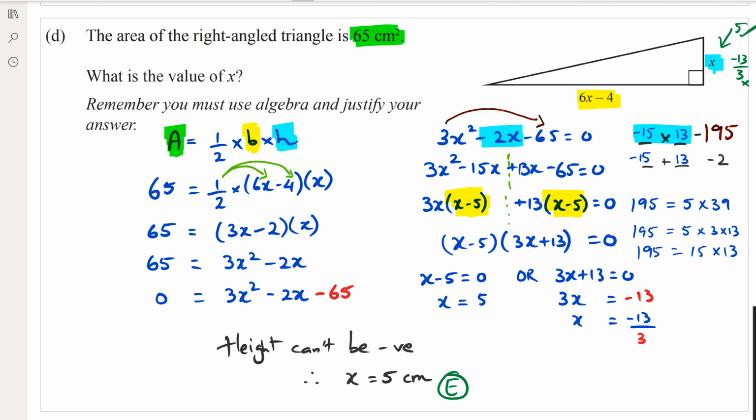So somewhere here, this is considered as an achieved: consistent factorization of the quadratic into 2 brackets. This could be another achieved, consistent solving. This could be another achieved. So you've got like 3 options to get an achieved. But if you get 2 of them correct, then you get a merit for this question. And if you get your final answer correct, you get an excellence. Okay, let's go to the last question.